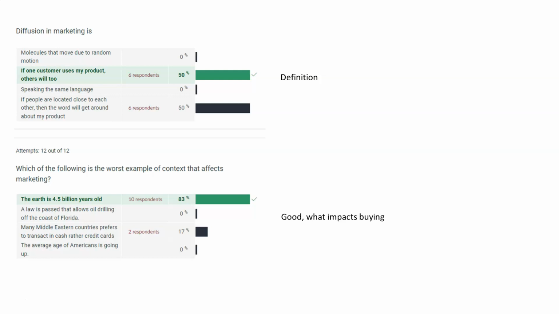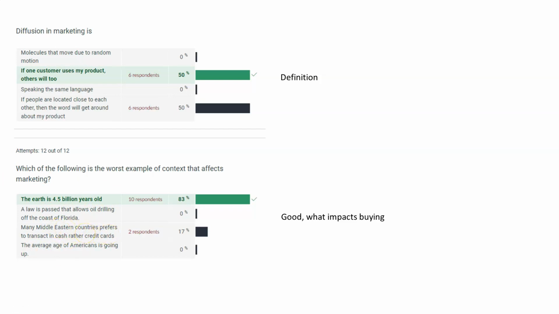Now, context. I'm just testing here. Do you understand what the word context means? So here's the word I should be underlining, well, mentally or on paper. Most of the people got this right. But what are some context examples that were given? Well, legal, cultural, demographic could be context. But the Earth is 4.5 billion years old versus the average age of Americans is going up. Although a lot of you put Middle Eastern countries.